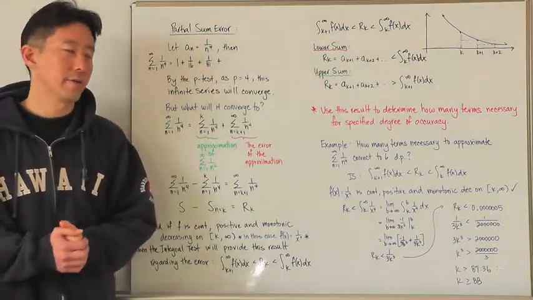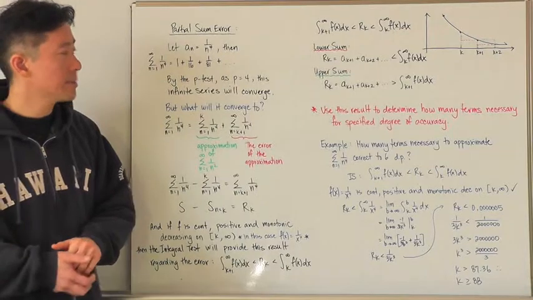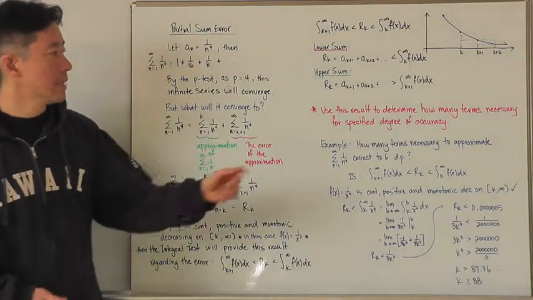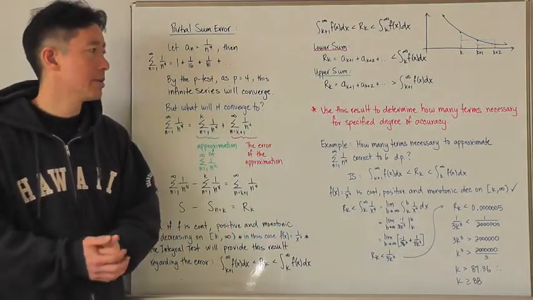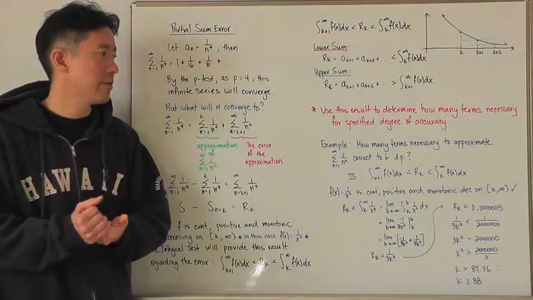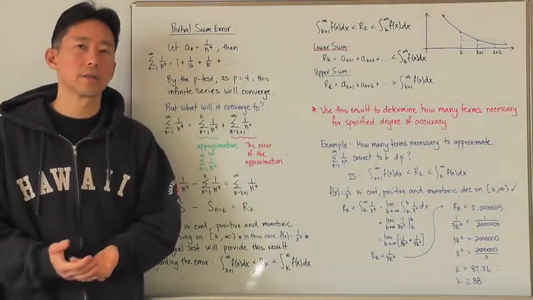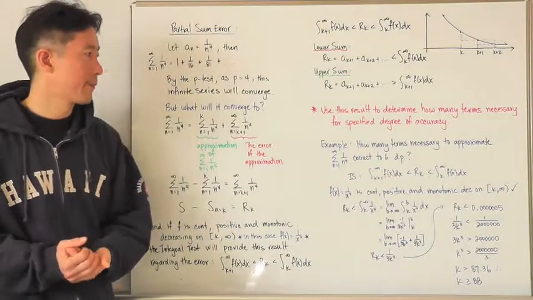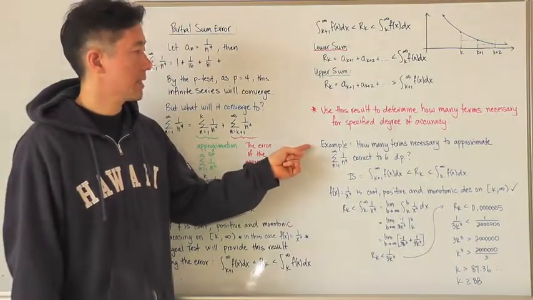Now why is that result so important? That result is important because we can use it to determine how many terms are necessary for a specified degree of accuracy to approximate your infinite series. Now, let's take a look at an example of that.